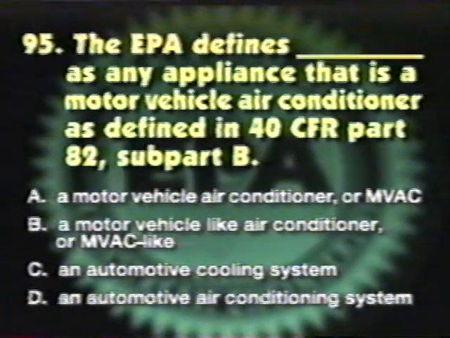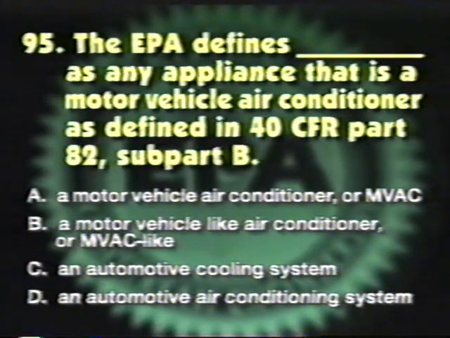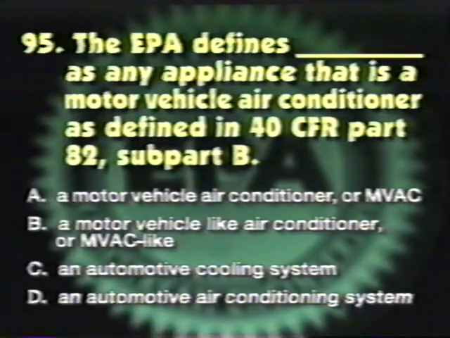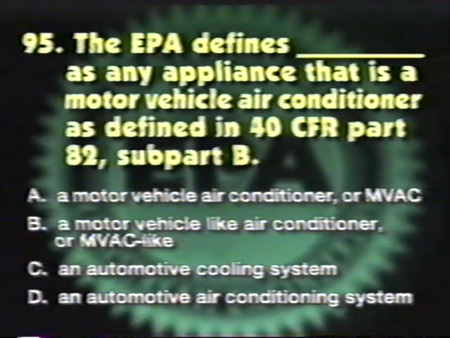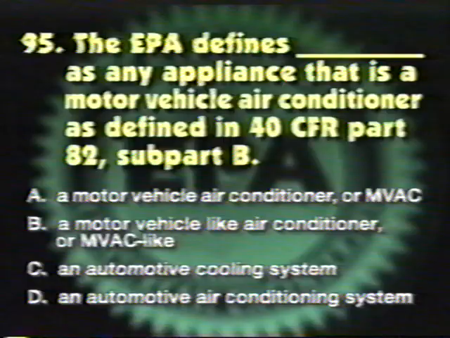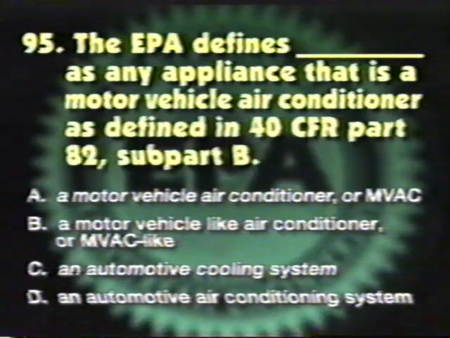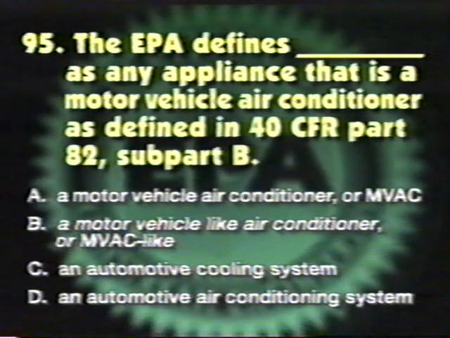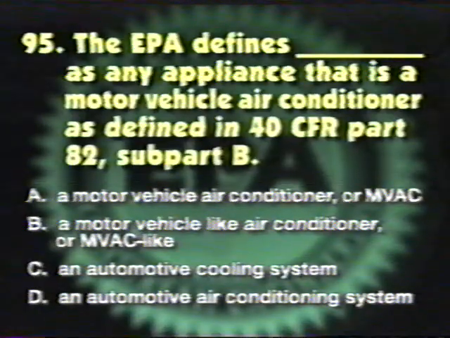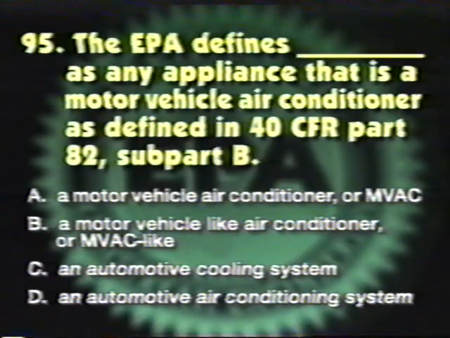The EPA defines which of the following as any appliance that is a motor vehicle air conditioner, as defined in 40 CFR Part 82, Subpart B. A. A motor vehicle air conditioner, or MVAC. B. A motor vehicle like air conditioner, or MVAC-like. C. An automotive cooling system. D. An automotive air conditioning system.